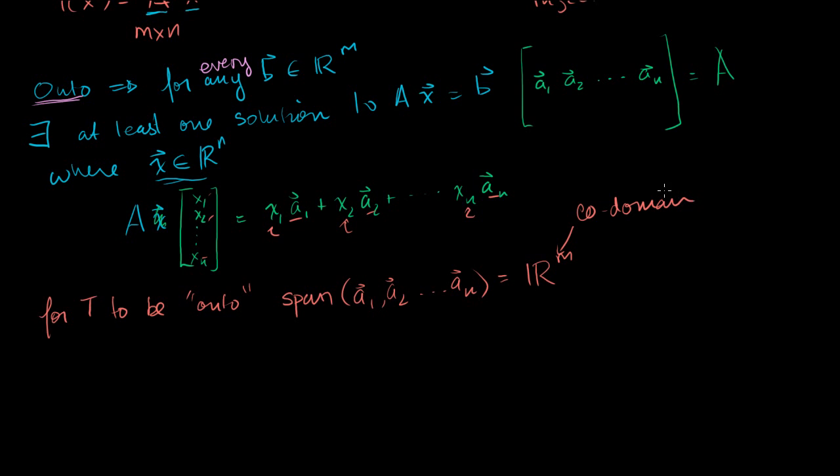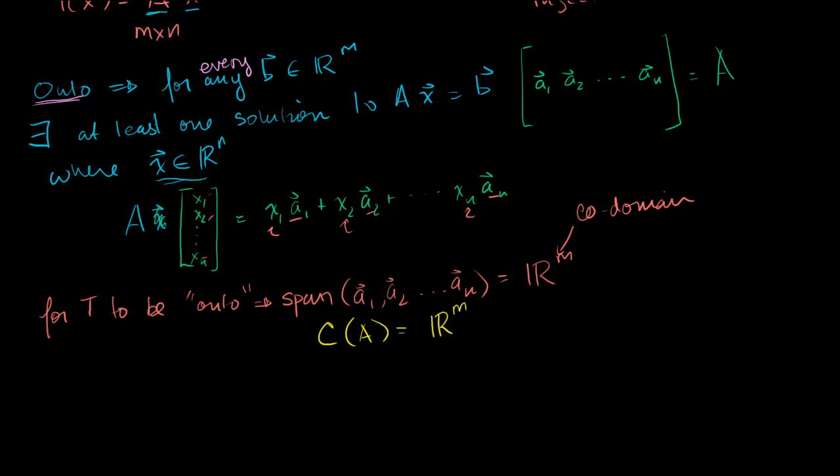That just means that you can achieve any vector in your codomain with the linear combinations of the column vectors of this. Well, what's the span of a matrix's column vectors? By definition, that is the matrix's column space. So that means that the span of these guys has to be Rm, or another way to say it is that the column space of A, let me switch colors, has to be equal to Rm.